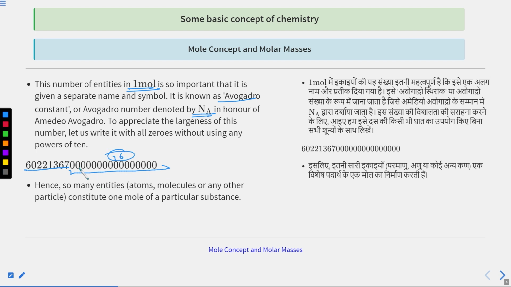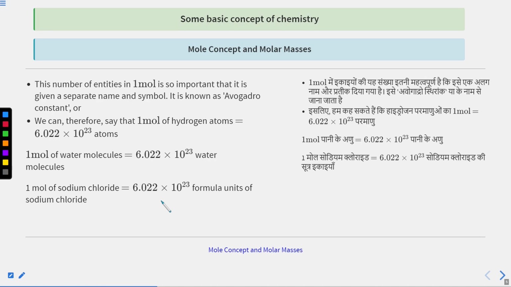You can count the 16 zeros: 1 2 3 4 5 6 7 8 9 10 11 12 13 14 15 16. Hence so many entities, atoms, molecules or any other particle constitute 1 mole of a particular substance. Whatever the entity, like atom, electron, proton, neutron, etc., 1 mole of a particular substance contains this particular number.